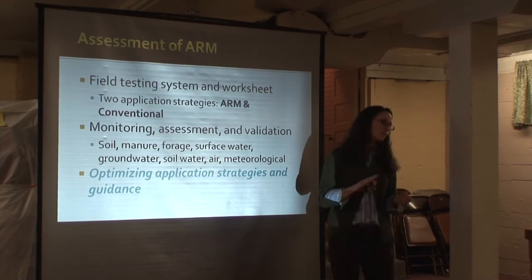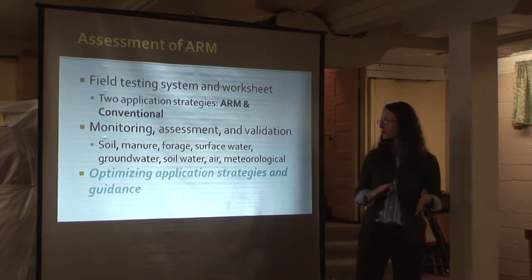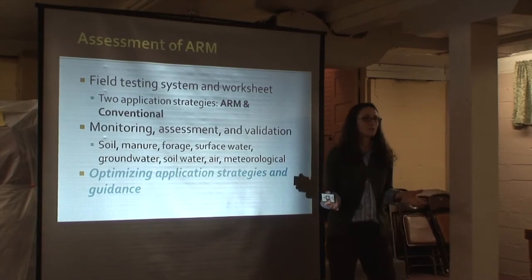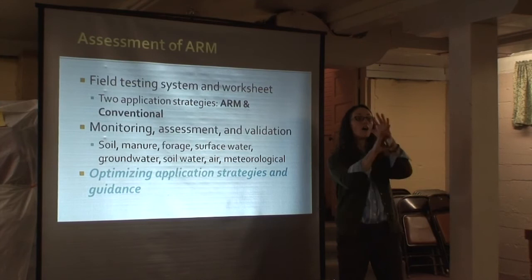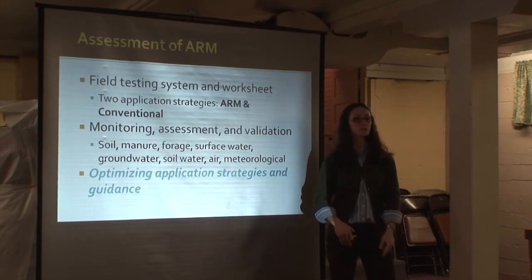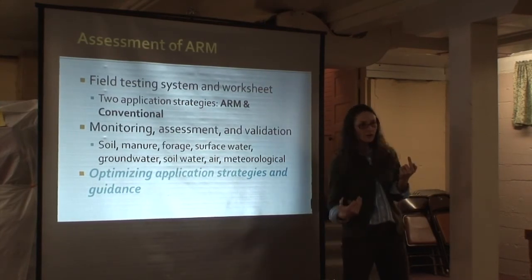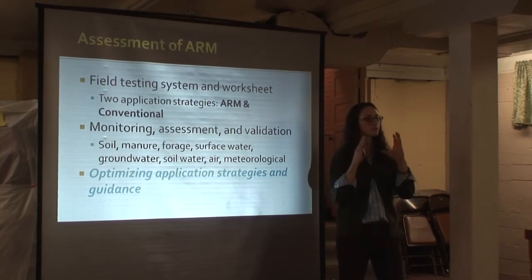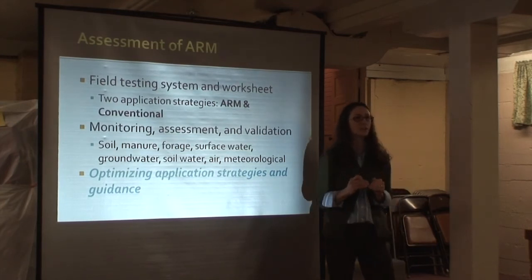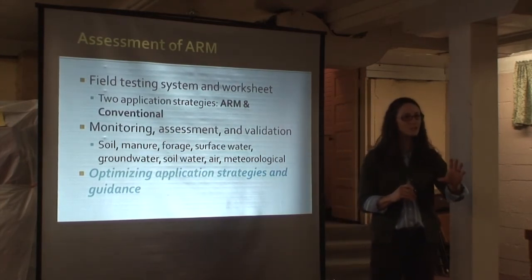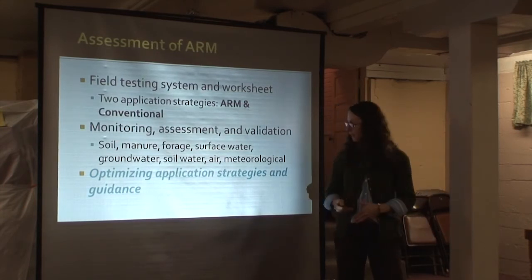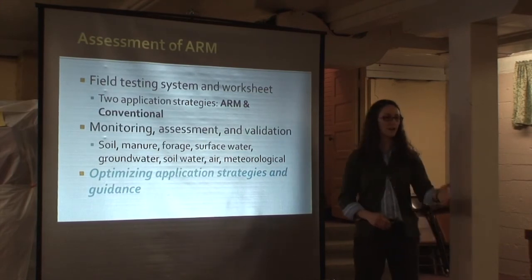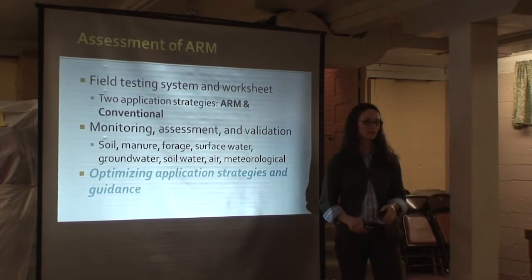We look at soil samples, the manure and forage, and surface water, groundwater, soil water, air, meteorological conditions, so we can look at the combinations and connections and correlations between all of these things to see maybe it's possible for you to just measure one thing and be able to predict all the others. That's how we determine what goes in that worksheet, by looking at how these things are connected and how one can do the other, so that we're giving you the easiest to use tool, but also one that accounts for everything you need to know. So as I said, the goal is to optimize your personal application strategies and guidance.